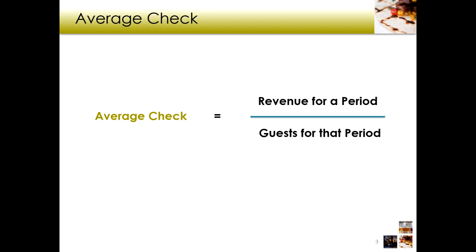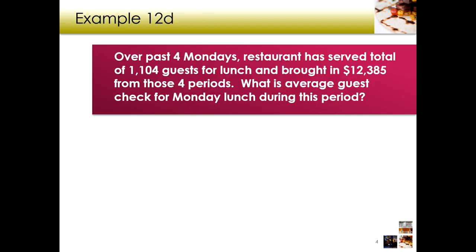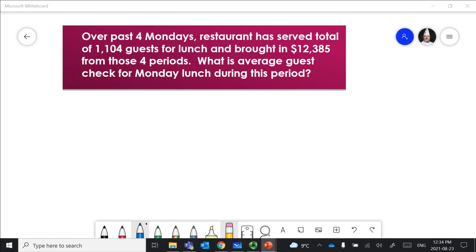So as an example, first example we've got here. Over the past 4 Mondays, the restaurant has served a total of 1,104 guests for lunch and brought in $12,385 from those 4 periods. What's the average guest check for Monday lunch during this period? So we have $12,385 that we got for all 4 periods, and we had 1,104 customers. So we had an average check of $11.22.